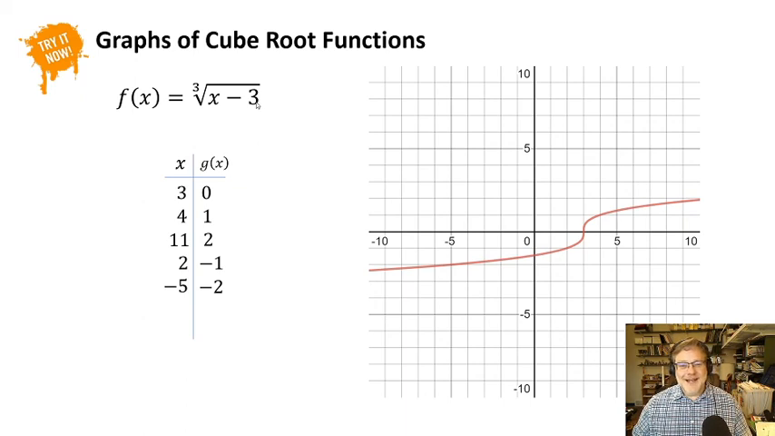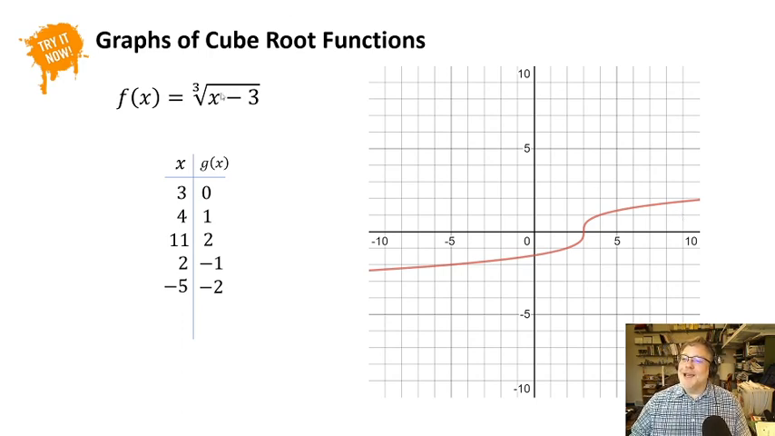2 minus 3 is -1. The cube root of -1 is -1. And -5 minus 3 is -8. Cube root of -8 is -2. And so when we plot this, we see the same cube root shape here, but now being shifted to the right 3 spaces. But you already knew that was going to happen, didn't you?